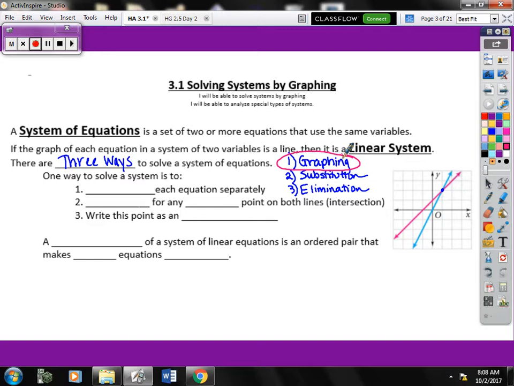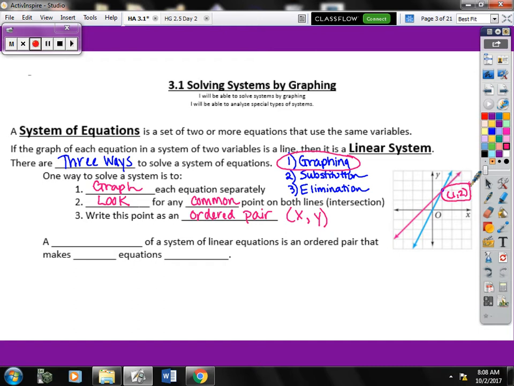So one way to solve a system is to graph each equation separately, and then we're going to look for any common points. Common point on both lines. Again, that's going to be where they intersect. And then lastly, we'll write this point as an ordered pair. So the example over here that you can see with the two lines intersecting, you can see that the solution would be 1, 2. That would be the solution.